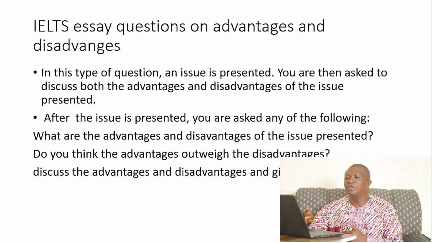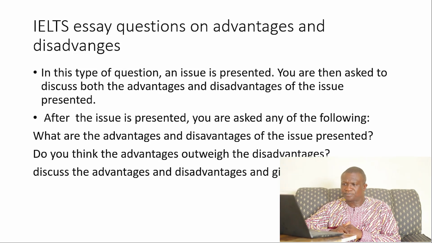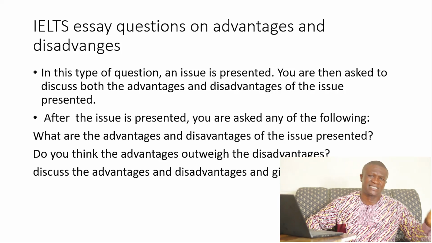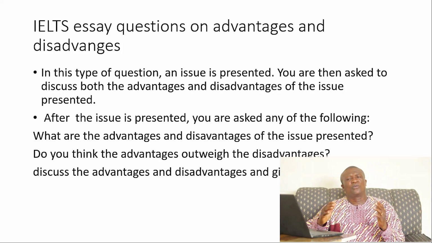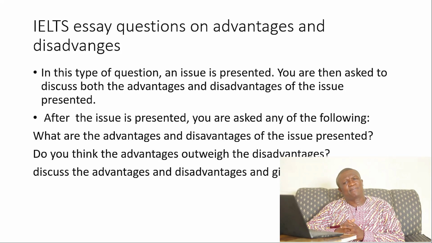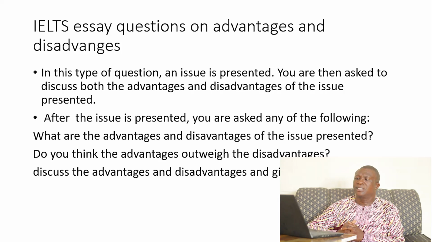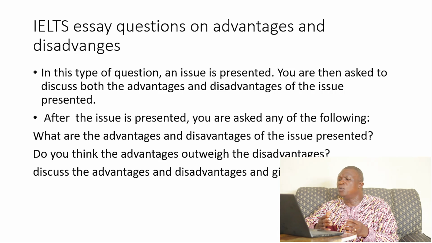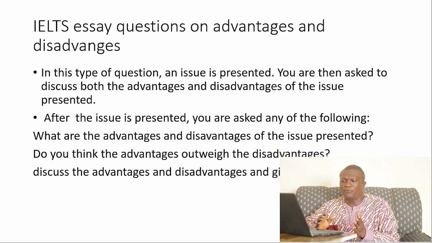Now let's move on to another type of IELTS task 2 questions. The next type we're going to look at is the IELTS essay question on advantages and disadvantages. So what is the nature of this type of IELTS question? In this type of question, an issue is presented. You are then asked to discuss both the advantages and disadvantages of the issue presented to you.